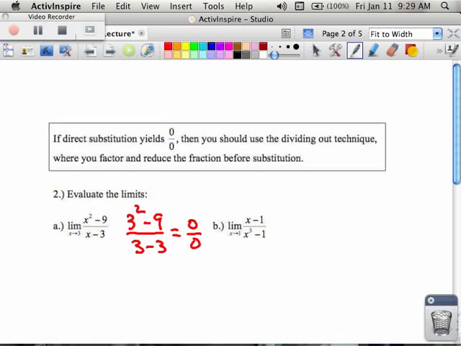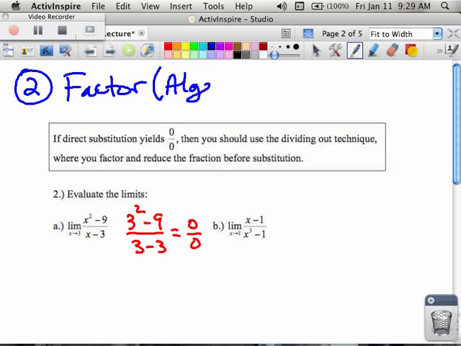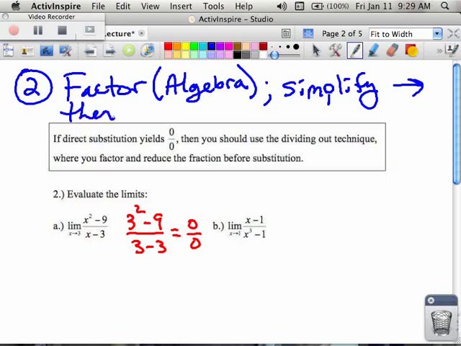Strategy number two. Factor, or possibly some other kind of algebra, simplify, then plug in. So you might have to factor, then reduce or something, but we're basically going to do some algebra.